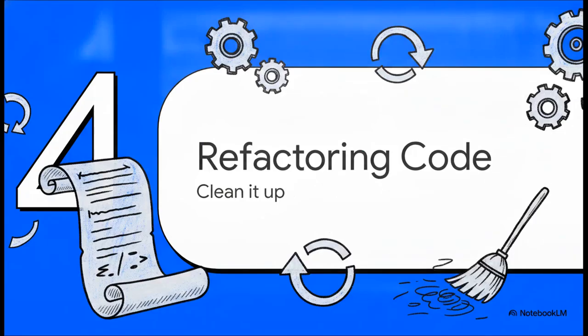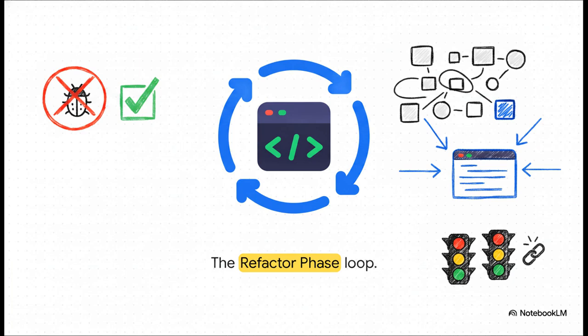Which brings us to section 4, step 3, refactoring code. It's time to clean it up. We use the refactor phase to improve the internal structure of the code, but, and this is absolutely crucial, without ever changing its external green-lit behavior. Because you have a passing test protecting you, you can confidently rewrite the messy code you just threw together in the green phase. If you break something, the test instantly turns red, letting you know you went a little too far.